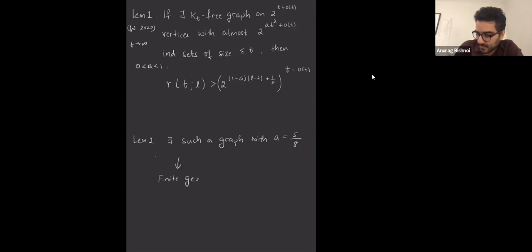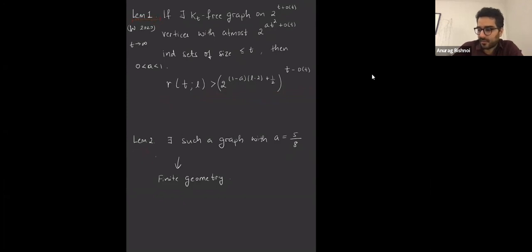finite geometry. And in fact, it will come from some finite geometries that we have already seen in this course. And then later on, I will tell you that this general argument, lemma 1, which has nothing to do with finite geometry, is a very, very general argument. Okay, so that's the aim of this lecture, to prove these two lemmas.